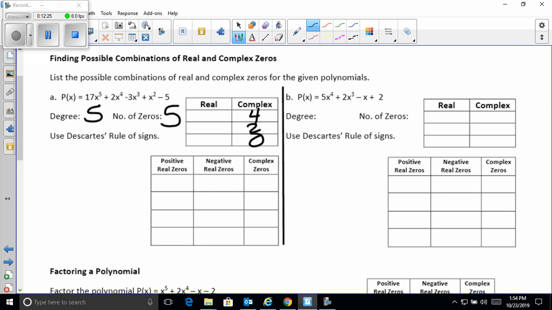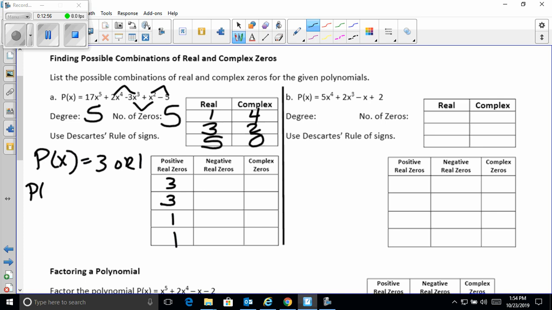So thinking about the real numbers, if you had 4 complex, you'd have 1 real. If you had 2 complex, you'd have 3 real. And if you had 0 complex, you'd have 5 real. So then we're going to look at the rule of signs. Looking at the rule of signs at the original problem, which I'm just going to do above here, I see 1, 2, 3 sign changes. So we can have 3 or 1.